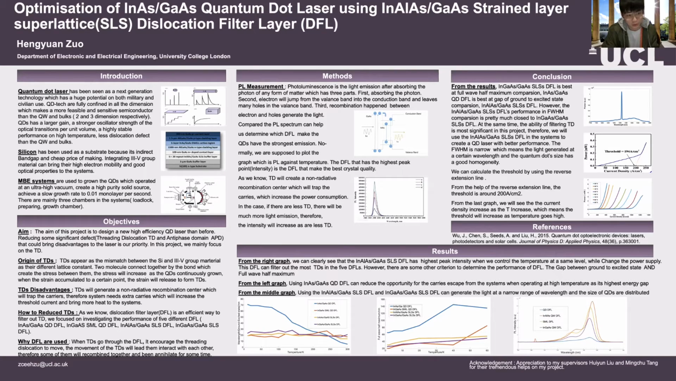So let's start with the introduction part. What is a QD laser? Quantum dot laser has been seen as the next generation technology, which has a huge potential in both military and civilian use. QDs are fully confined in all three dimensions, which means they are zero dimension. As you can see from the top graph in this section, the QD here is zero dimension, the quantum well (QW) is two dimension, and the box is three dimension.